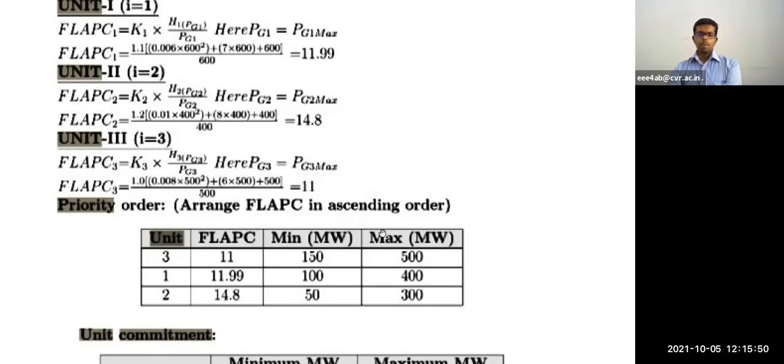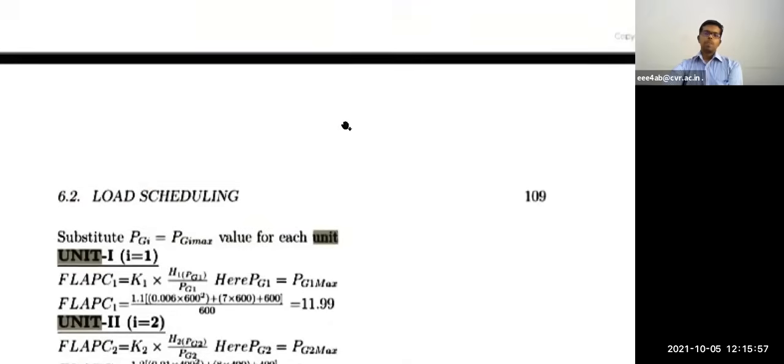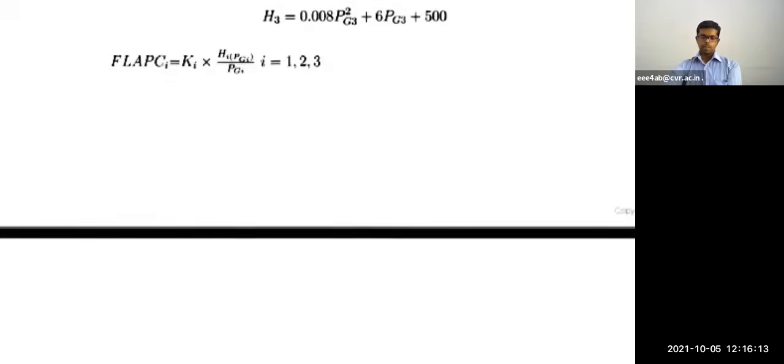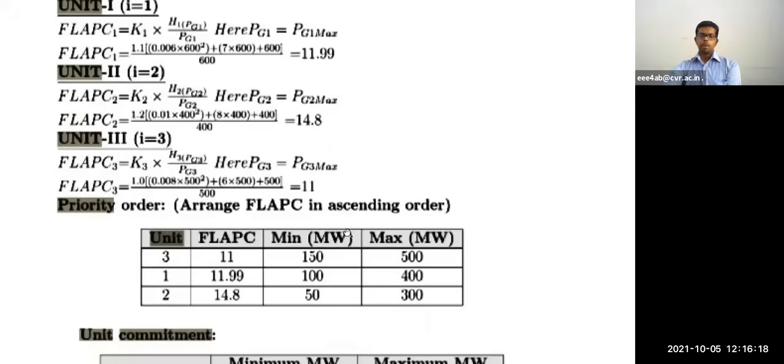The minimum and maximum operating loading limits are already given in the problem. From the problem you need to take the minimum and maximum loading limits: 100 megawatt to 400 megawatt, 50 megawatt to 300 megawatt, next 150 megawatt to 300 megawatt. So the units are very, very important. This is the minimum and maximum operating limits.